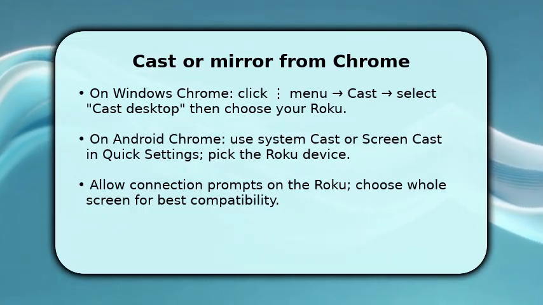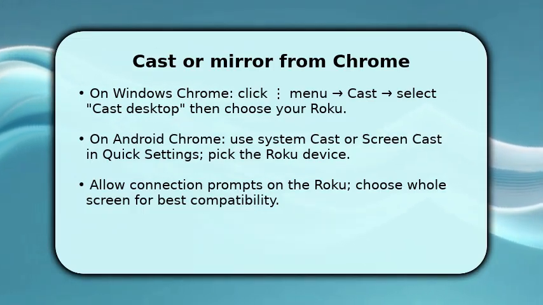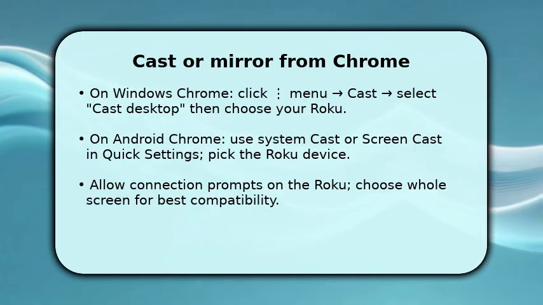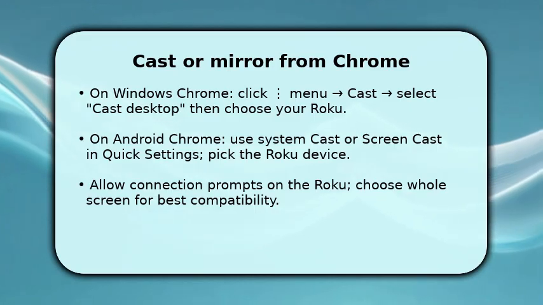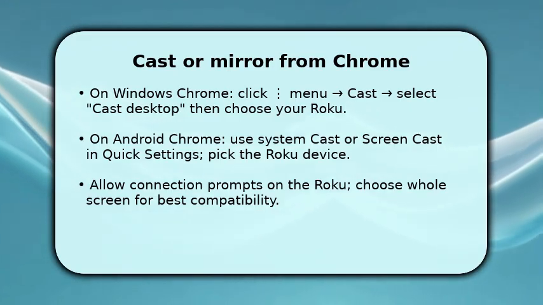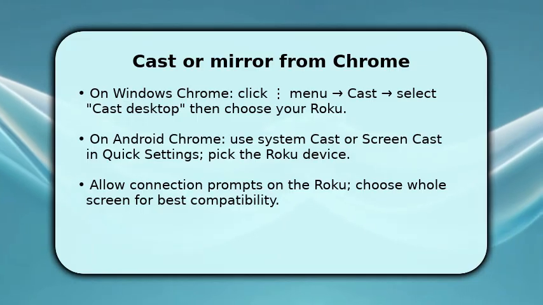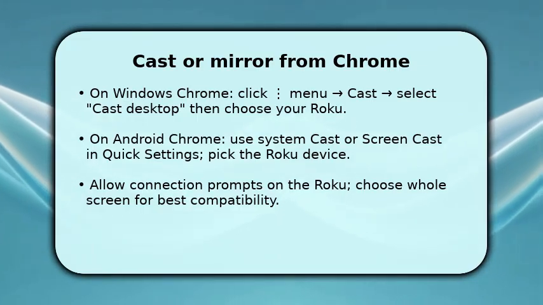On Android, use the System Cast or Screen Cast toggle in Quick Settings and select the Roku, then open Chrome and navigate to the page. Make sure you accept any Roku prompts to allow the device. Choosing to mirror the entire screen avoids audio or tab-only limitations.